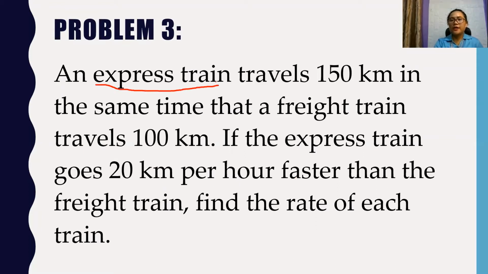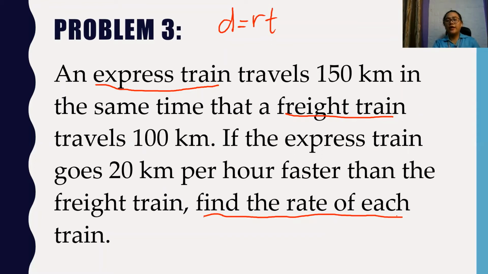The express train and the freight train. But before we continue, we're talking about the distance. When we solve for the distance, distance is equal to rate times time. When we say rate, for example, 50 km/h. That is just an example. The question is, we have to find the rate of each train.